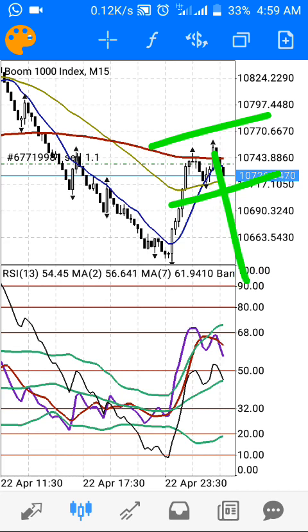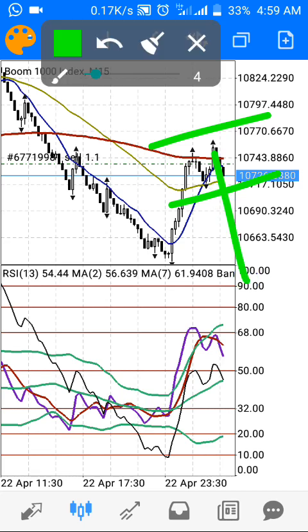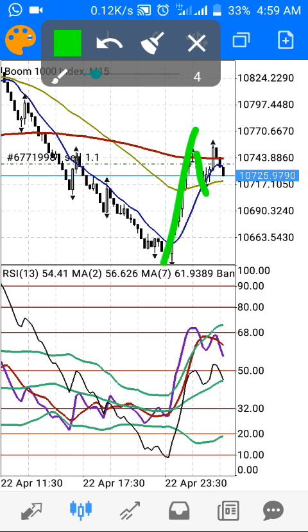And it is the same thing in every chart, in every currency pair. If you can understand this, you will be on profit in every chart, in every currency pair. This is how it is.